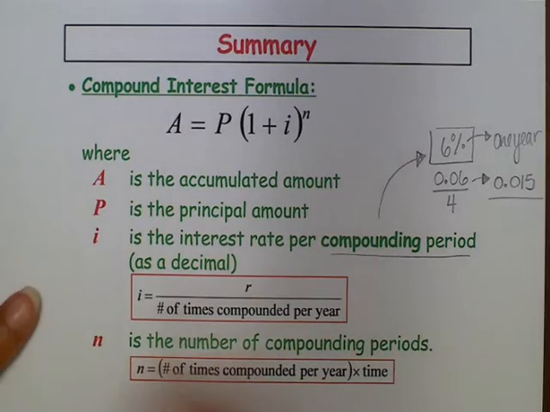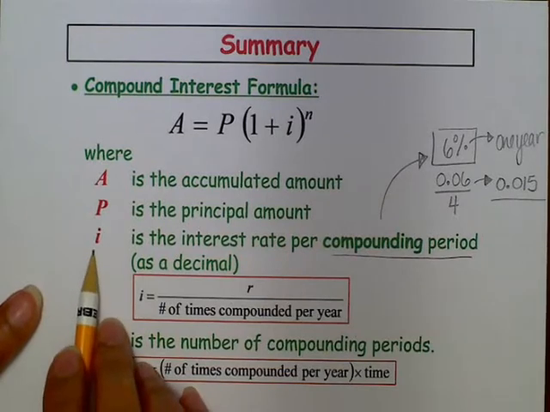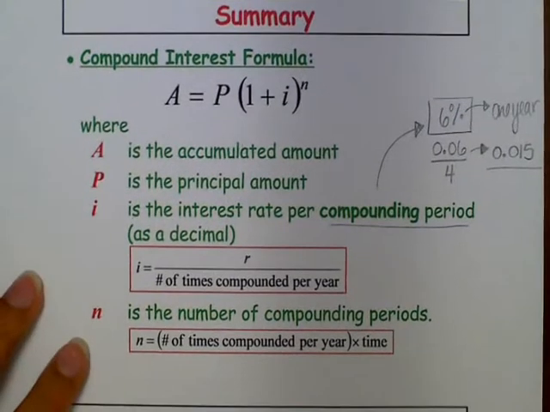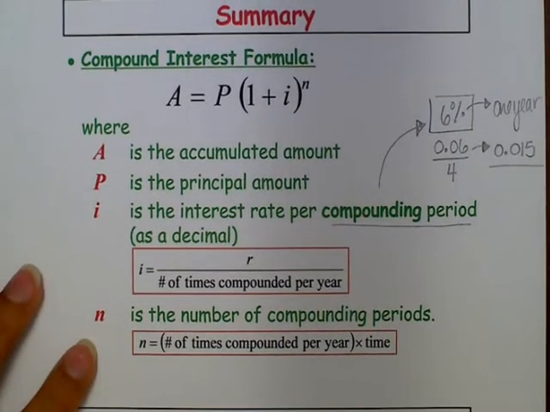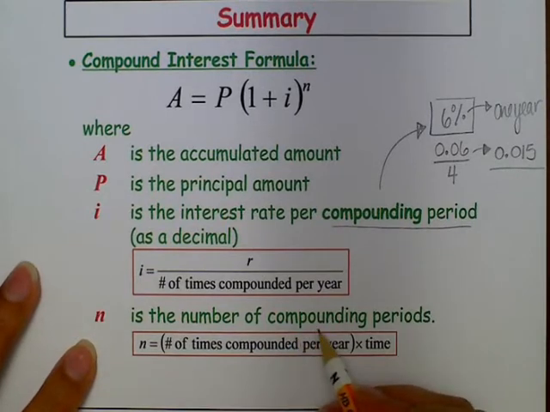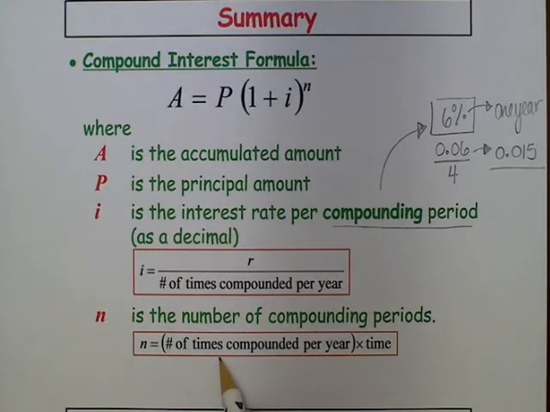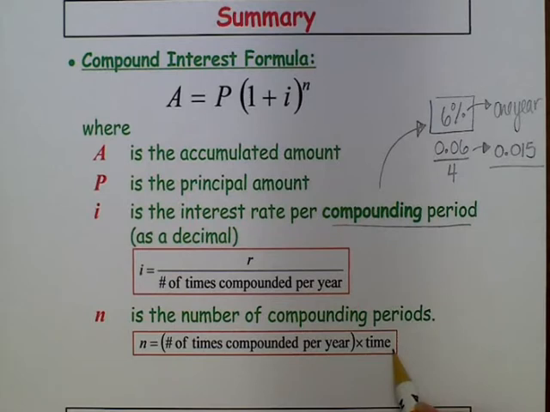i does not represent the interest rate that you're earning. It represents the interest rate per compounding period as a decimal. Okay, similarly, n is the number of compounding periods. So it tells you how many times you're earning interest, or how many times the interest was compounded. So depending on the number of times interest is compounded in a year, and depending on how many years you're investing for, the value of n will change.